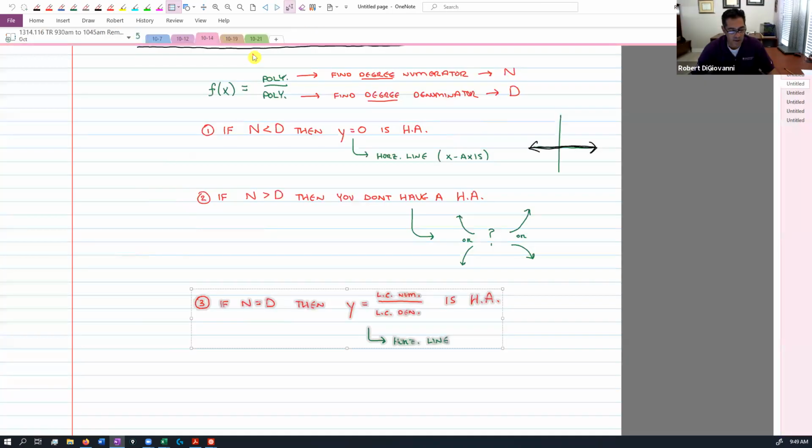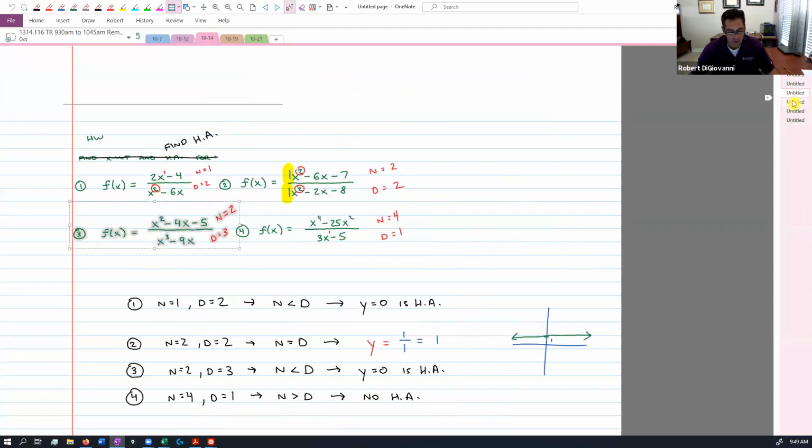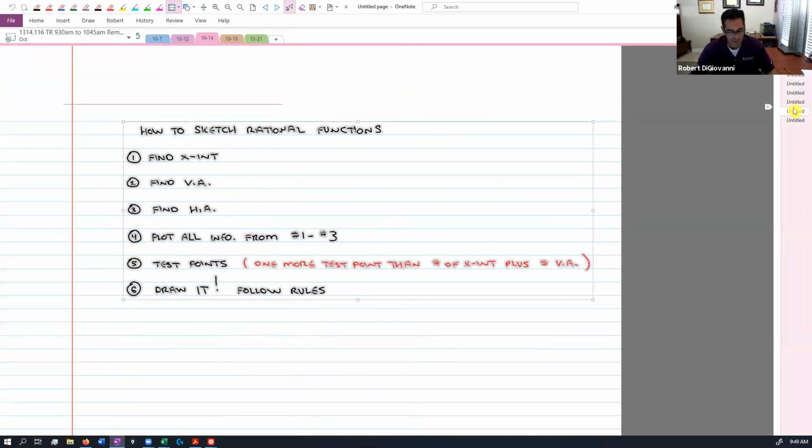Let me get back to this here. I know I put the steps here. Here we go. So we found the x-intercepts. Again, this is something I would put on a reference sheet if I didn't know this. Find the x-intercepts, did it. Find the vertical asymptotes, did it. Find the horizontal asymptotes, did it. Now, plot all this information from the first 3 steps on a graph. After we do that, we're gonna do test points, and then we're gonna draw it.